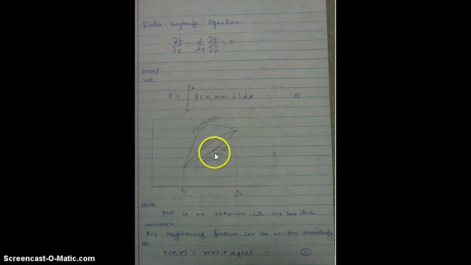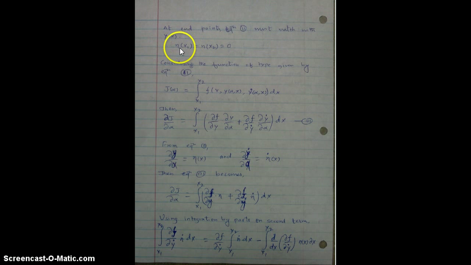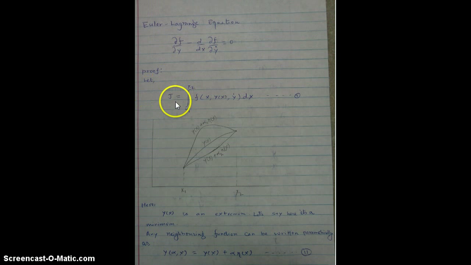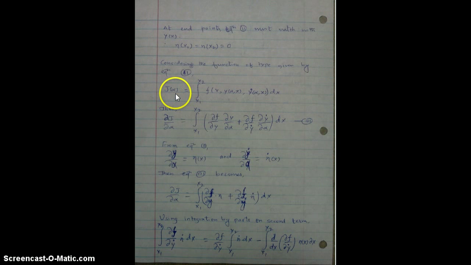All these deviated functions also pass through the endpoints. So at the endpoints, this neighboring function should satisfy our minimum function. So eta of x1 equals eta of x2 equals 0 at the limiting points. Okay, this J would become a function of alpha from x1 to x2, and instead of y of x, now it would be y alpha x, y dot alpha x.